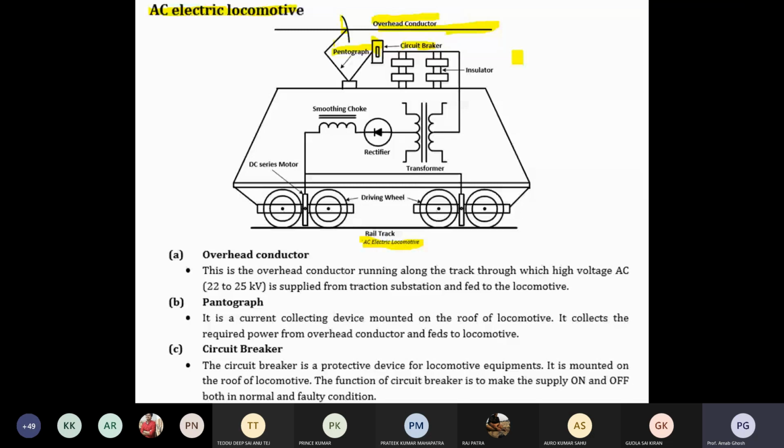Oil type circuit breakers are normally not used in that case. Basically, oil type circuit breakers are very bulky in nature. BOCB is there, and another one, MOCB. BOCB means bulk oil circuit breaker, and MOCB means mini oil circuit breaker. But even the mini oil circuit breaker is very big compared to the vacuum circuit breaker as well as the air blast circuit breaker.